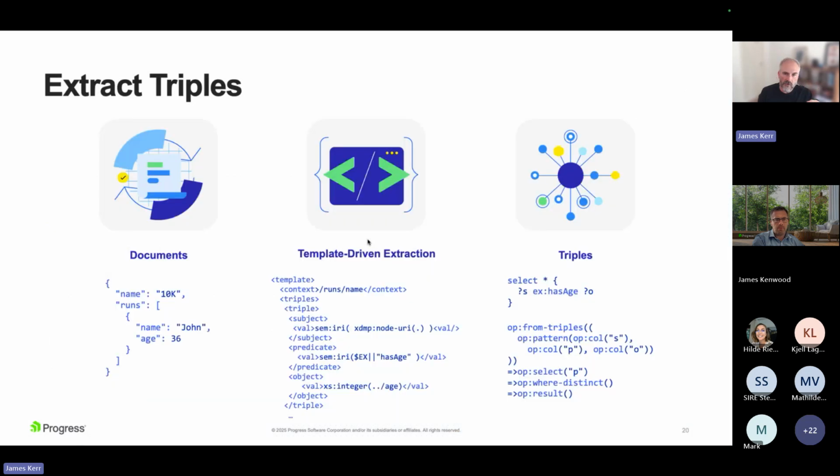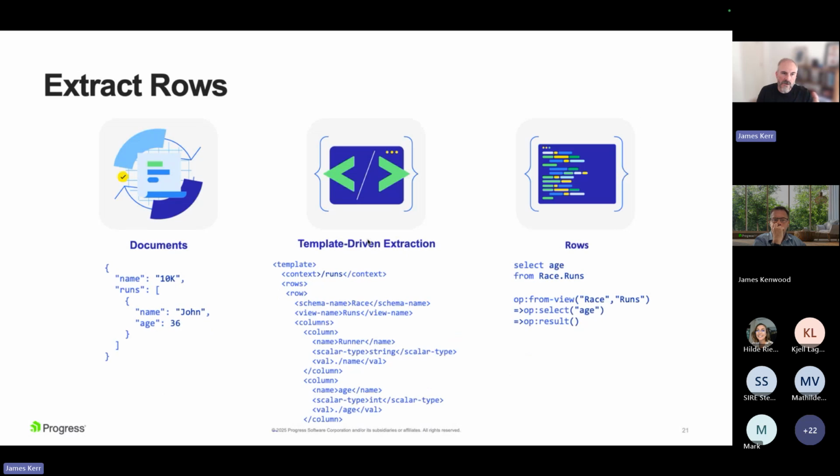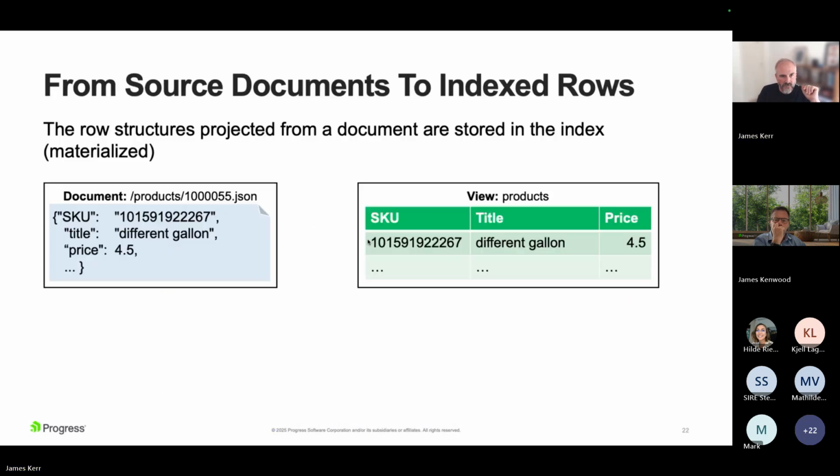Just a real quick refresher on TDEs. With TDEs, you can extract triples, right? You have documents, you have a declarative template, and then you can use that template to project out a knowledge graph in the form of RDF triples. You can also take that document and extract out rows, right? So you can create a relational view on top of your hierarchical XML or JSON documents.